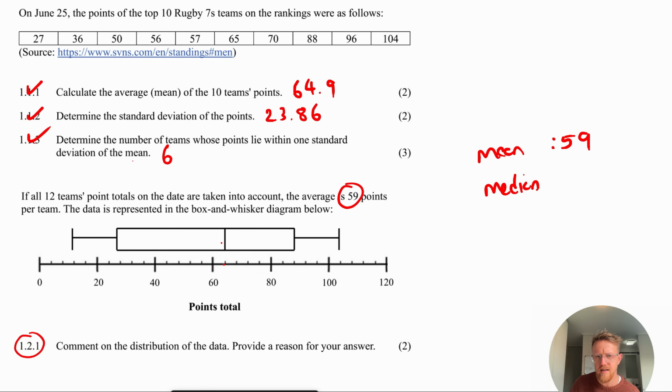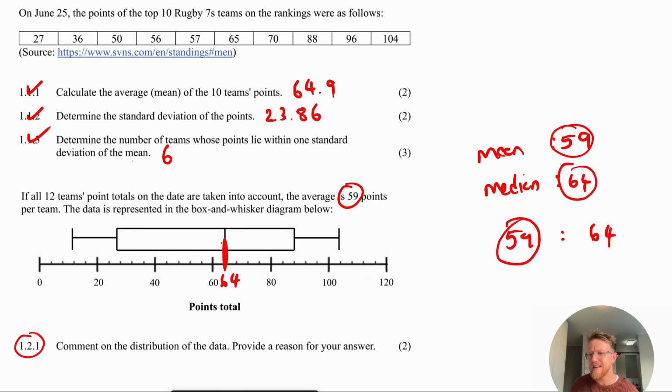64, 68, 72, 76, 80. So this is going to be the number 64. So the median is going to be 64. Can you see that the mean is 59 and the median is 64?